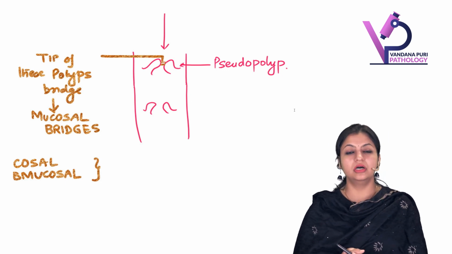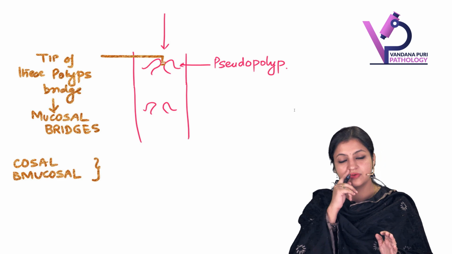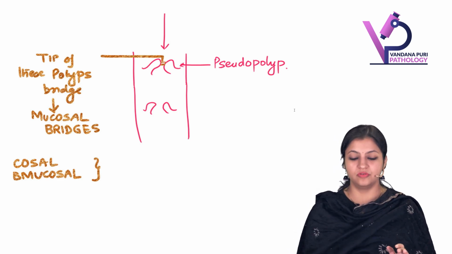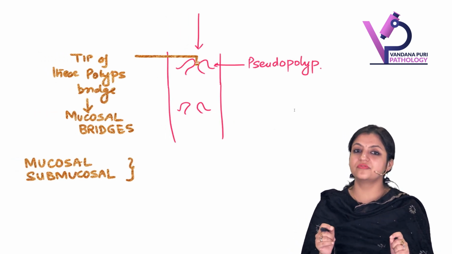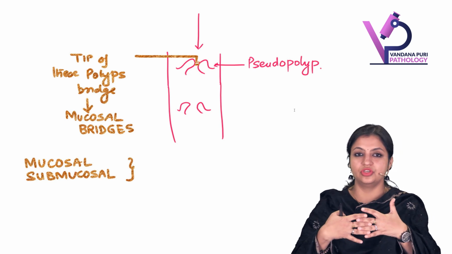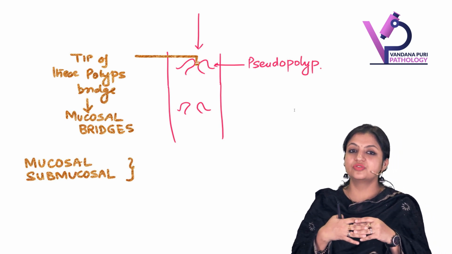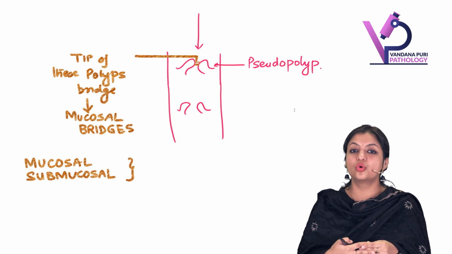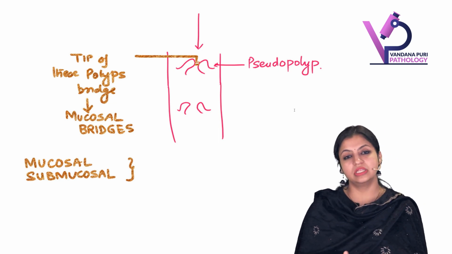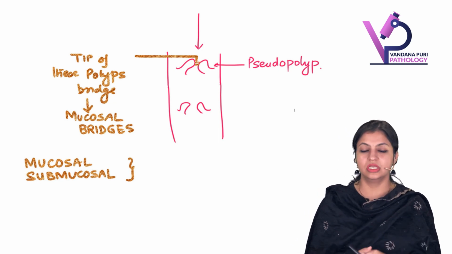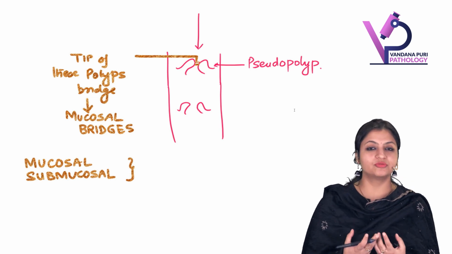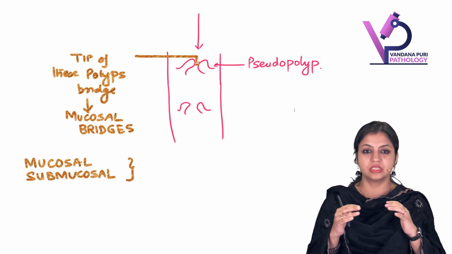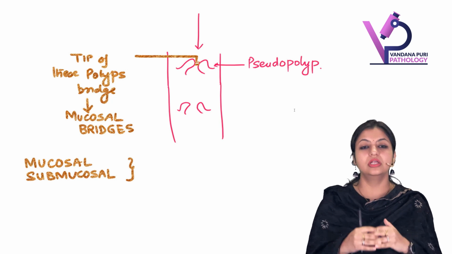Also, you should remember that once the pseudopolyps are formed, there are lots of pseudopolyps which are close together. So tips of these polyps usually fuse together, usually bridge together. And this is what is called mucosal bridges. What are these called? Mucosal bridges. So, when there are a lot of pseudopolyps formed, the tips of these polyps bridge together. And what is this called?